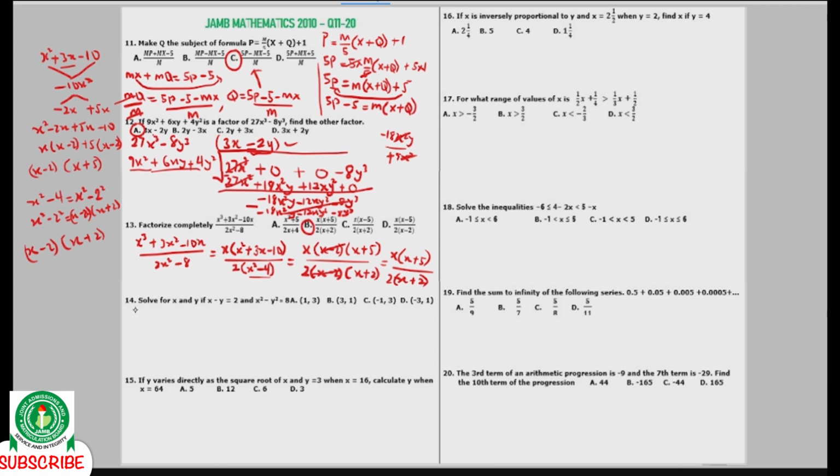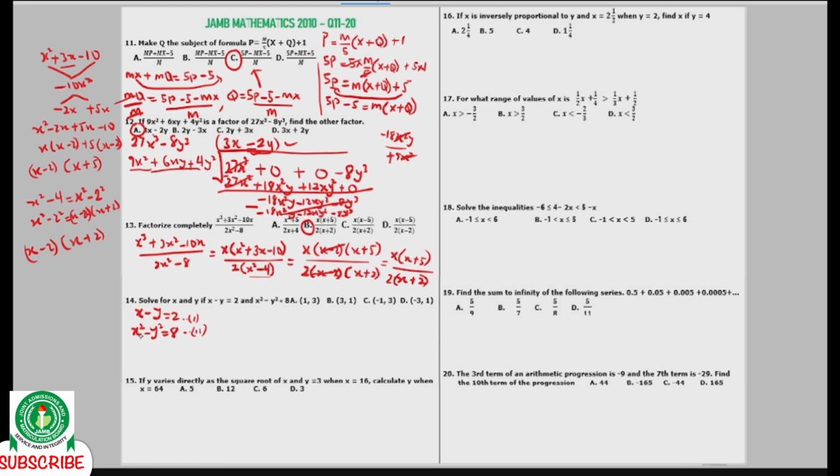The first equation given to us is x minus y equals 2. And the next equation given to us is x squared minus y squared equals 8. Now we can see that this is equation 1, this is equation 2. We are going to solve it simultaneously. But how do we solve it simultaneously? We are told that x minus y equals 2, x squared minus y squared equals 8.